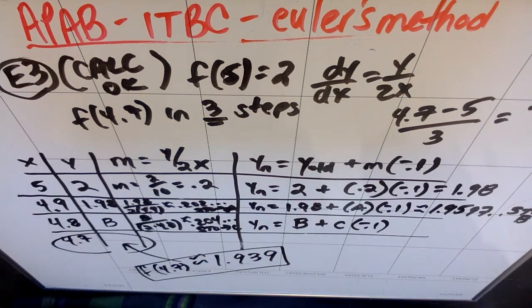So again, you're not doing that by hand, right? You want to gauge whether a question is calculator or non-calculator. Euler's frequently shows up on non-calculator, and you're only asked to do 2 rounds of it with fairly simple steps.